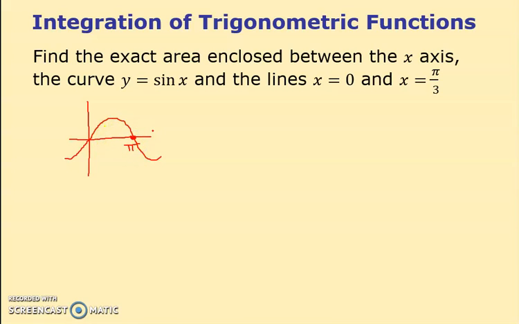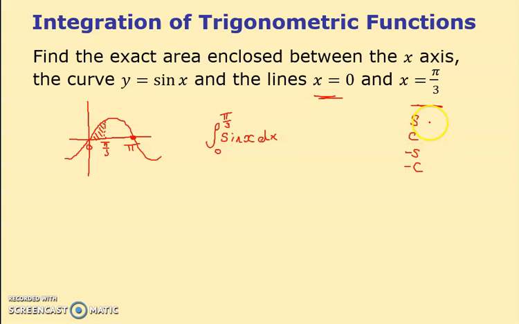Now I have said in the past, you've got to differentiate and integrate in radians. And that's why over here we've got 0 and pi by 3. So pi by 3 must be about here somewhere. It's actually 60 degrees. So I'm asked to find this area. To find the area, I integrate sine x between 0 and pi by 3, dx.